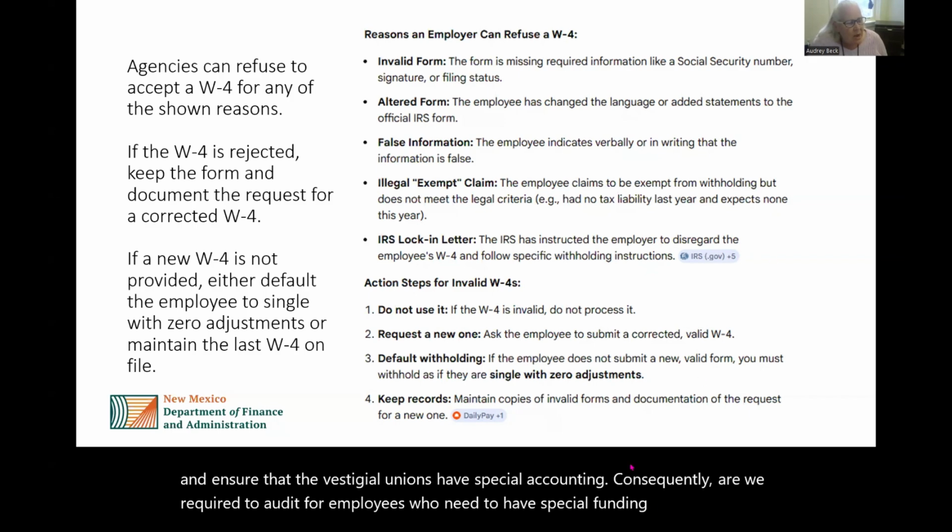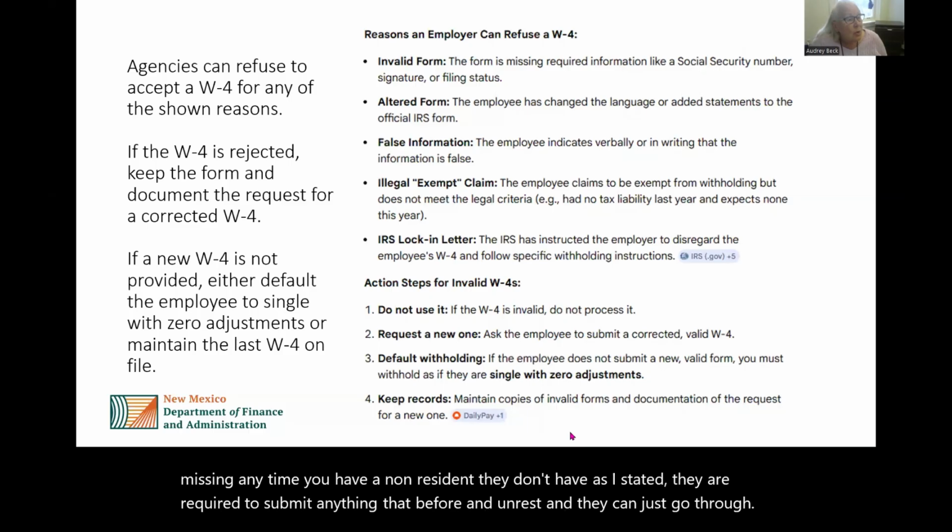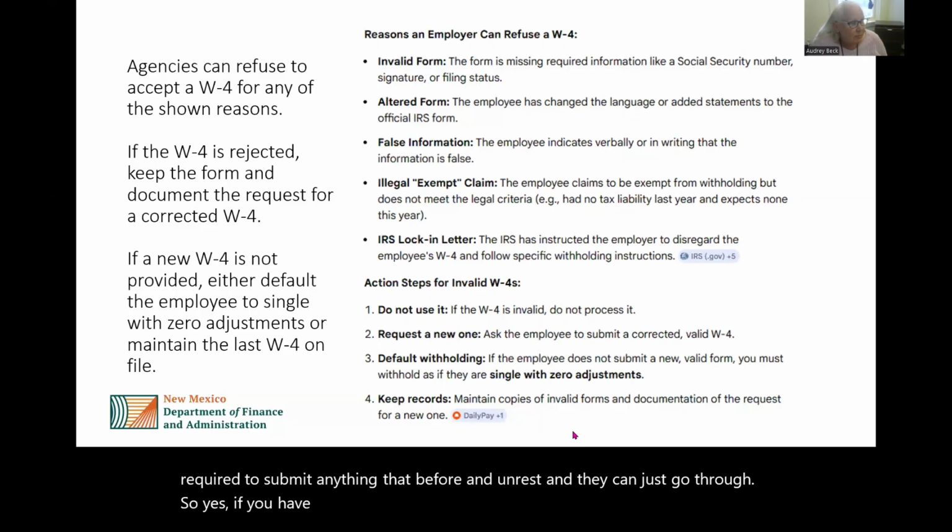Plinky, anytime you have a non-resident alien, as I stated, they are required to submit a new W-4, and non-resident aliens are supposed to present a new W-4 by January 1st. So yes, if you have a non-resident alien, you would be required to audit them to make certain that they are in compliance with the rules around W-4 and their reporting.